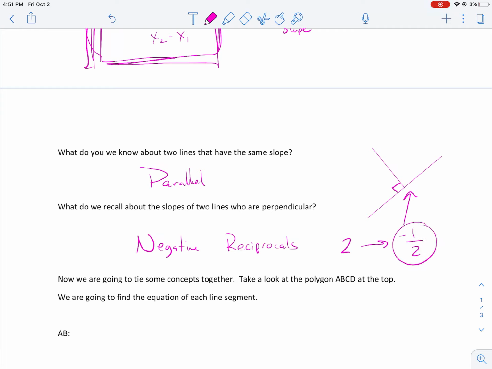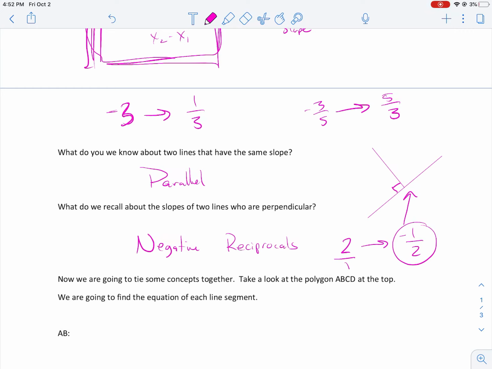In this case we put a 1 underneath the 2, we flipped it, and we negated it. So if I had negative 3/5 as my slope, its negative reciprocal, or the slope of the line perpendicular to it, would be 5/3. Or if our slope was negative 3, the negative reciprocal of negative 3 is 1/3. So that's what it means to be perpendicular as far as slopes go: 2 lines that are perpendicular have slopes that are negative reciprocals.